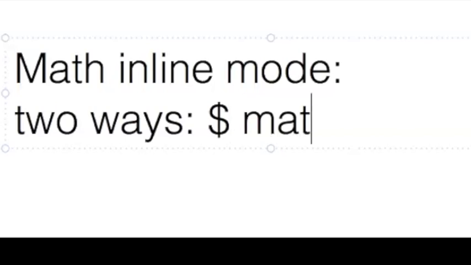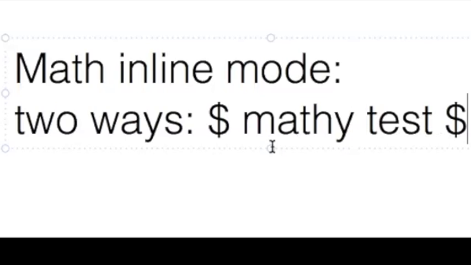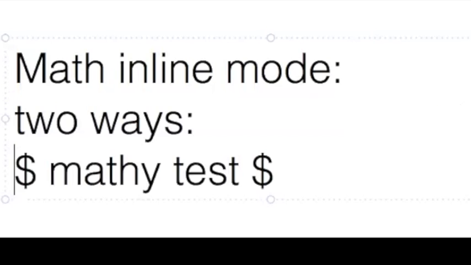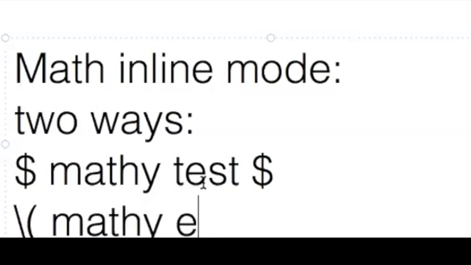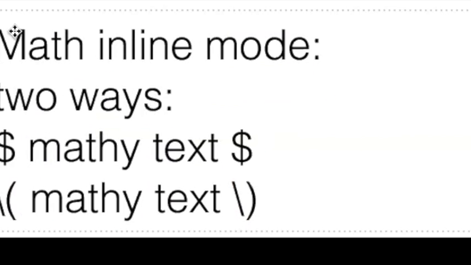The first way is you can wrap it in dollar signs. Do a dollar sign, text, and then close the dollar sign. That's the first way. The other way is you could do a backslash parenthesis, then do your math text, and then do a backslash parenthesis. When I'm looking at my editor, I'm going to do some examples now.